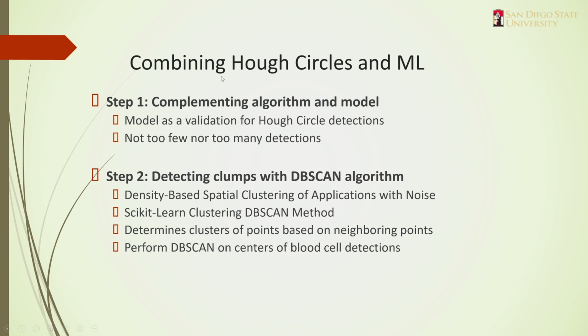At this step I thought, what could improve the performance of both Hough circles and machine learning? Perhaps the answer lay in complementing algorithm and model, combining the two. The model could serve as a validation for the Hough circle detections, not too few nor too many detections. After that, I implemented the DBSCAN algorithm from scikit-learn, which stands for Density-Based Spatial Clustering of Applications with Noise. It determines clusters in a list of points, based on each point's neighbors. I performed DBSCAN on the centers of the blood cell detections.